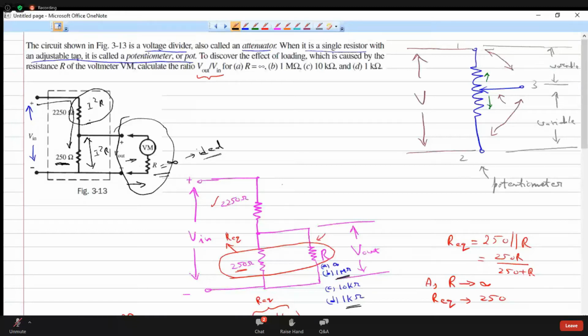Okay, sir. Attenuator means attenuation of power is happening. That is the meaning of attenuator. So any circuit that is used to attenuate power is called an attenuator. While we were discussing resistors, we said that in order to dissipate power, there should be a resistor. Inductor and capacitor cannot attenuate power.